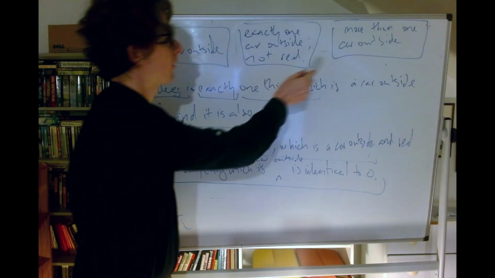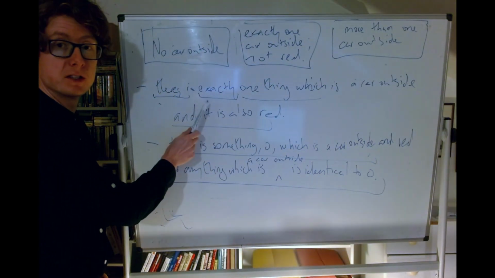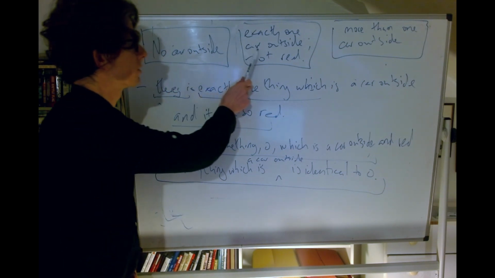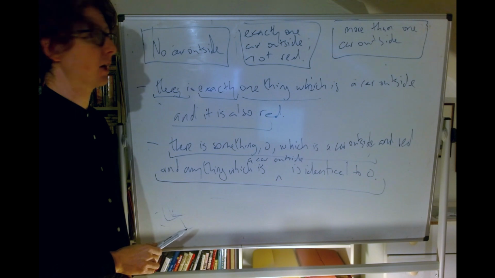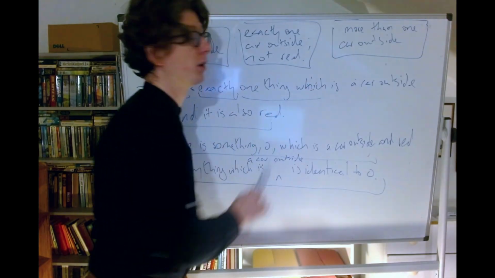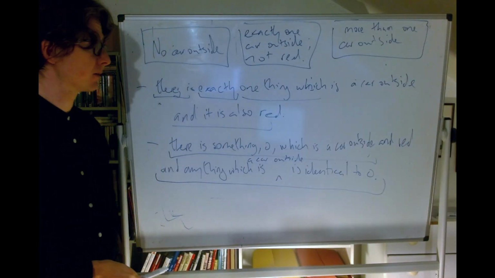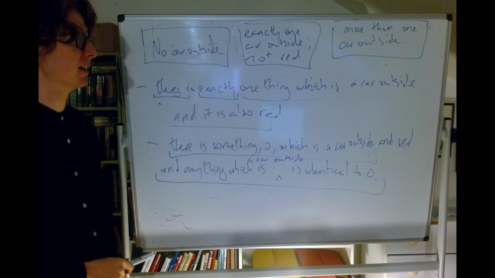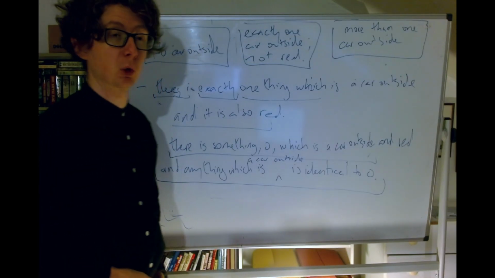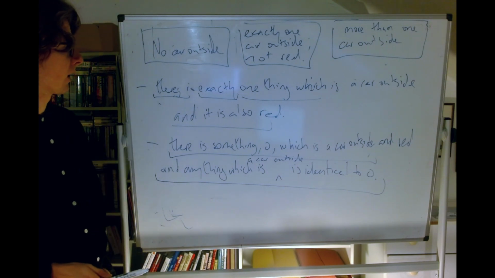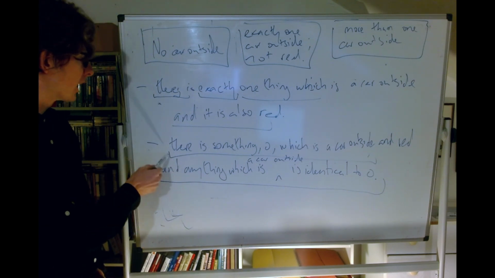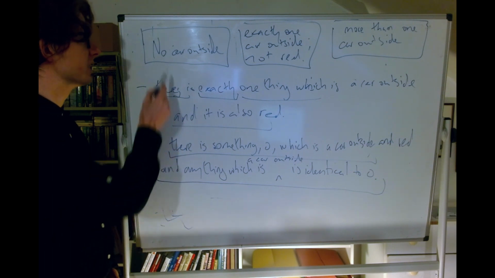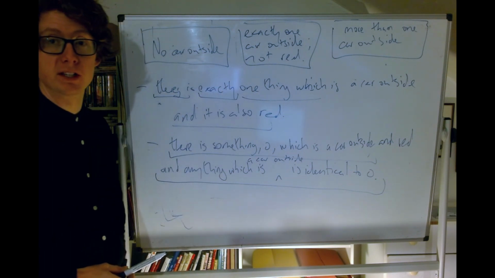So these are the three situations in which this sentence is false. It's false when there's no car outside, it's false when there's exactly one car outside but it's not red, and it's also false when there's more than one car outside. Because if this says there is a unique car outside, that has to be false when there's more than one. What we're now going to argue is that the second way, Russell's way of putting the theory, is also false in exactly all of these situations.